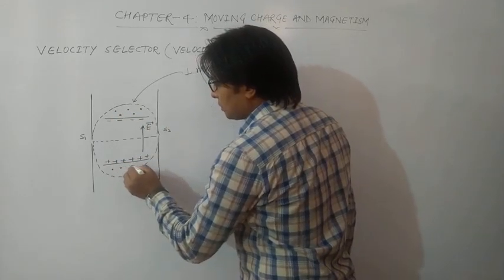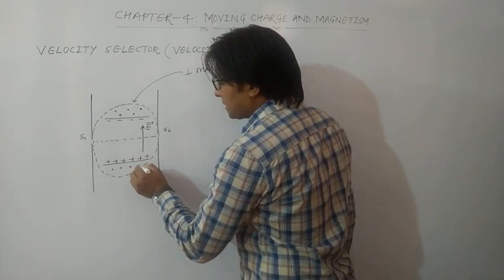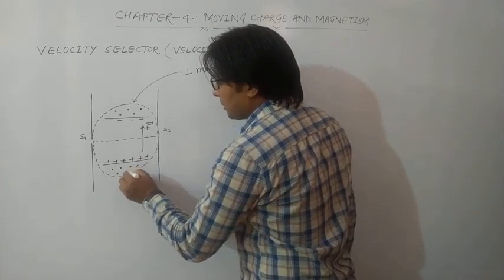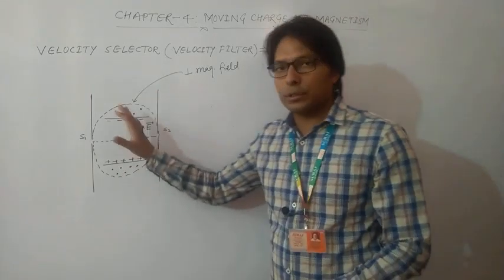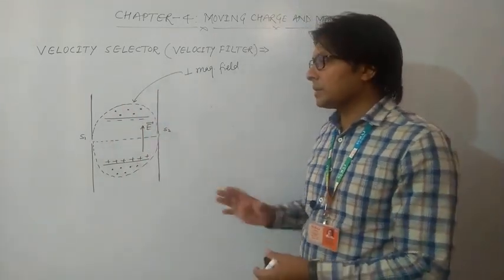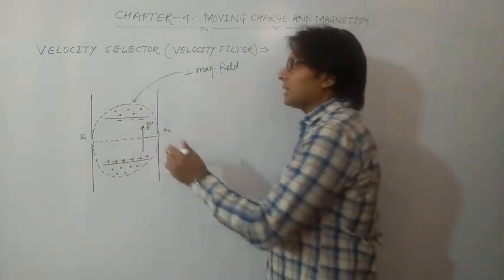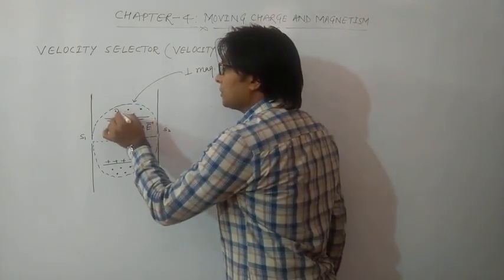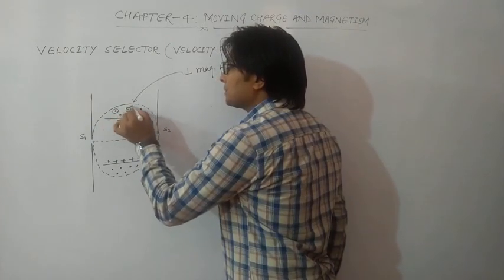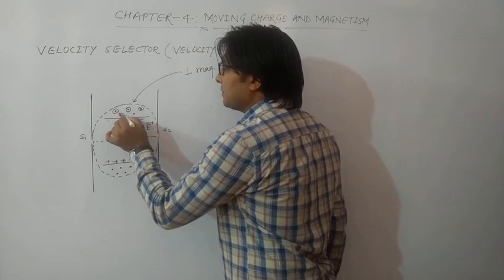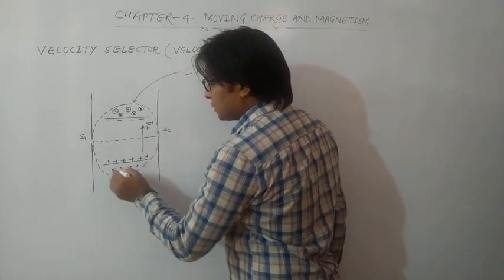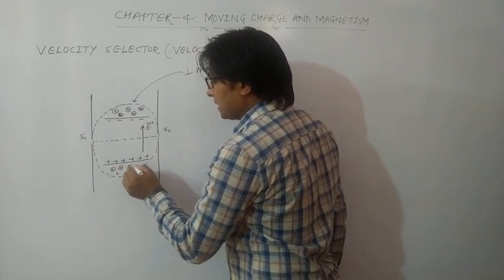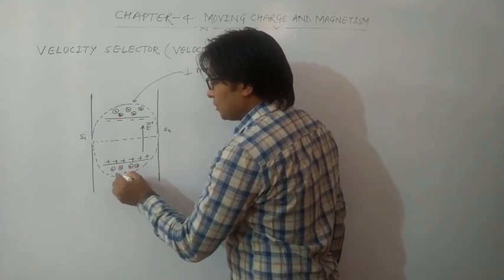As you all know, the sign convention of magnetic field: to represent perpendicularly outward magnetic field we use a circle dot, and to represent perpendicularly inward magnetic field we use a circled cross. So this is the magnetic field we applied within these two slits S1 and S2.